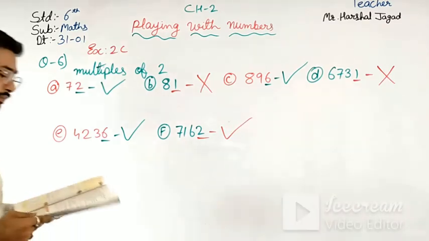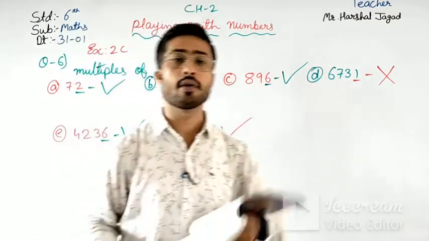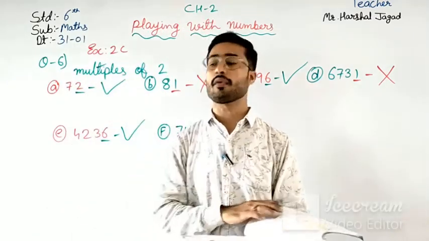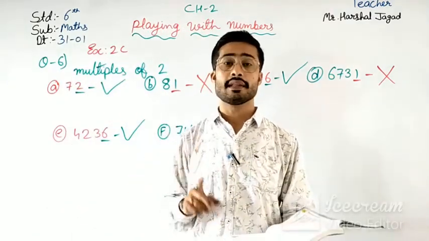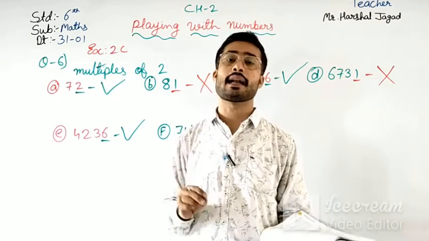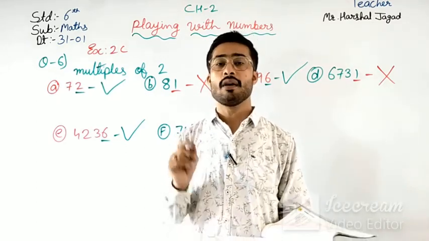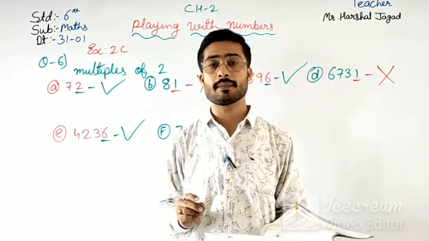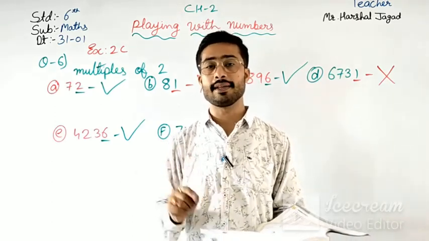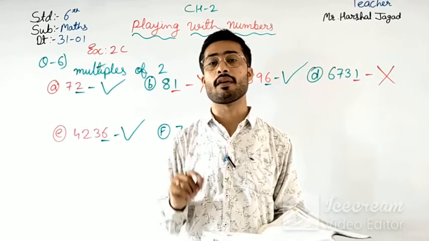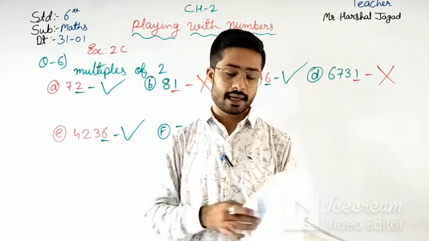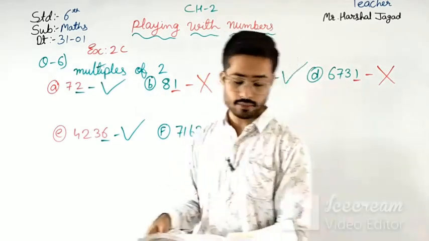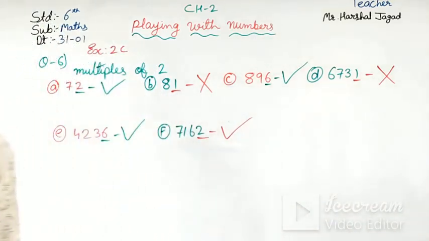Here, question number 7, you have to do on your own, because you have to find out the multiples of 10. I am just giving you a hint: all the numbers whose unit place or ones place has 0, that number is a multiple of 10. Okay, and now we are moving towards a new topic. Have you written down this, students?